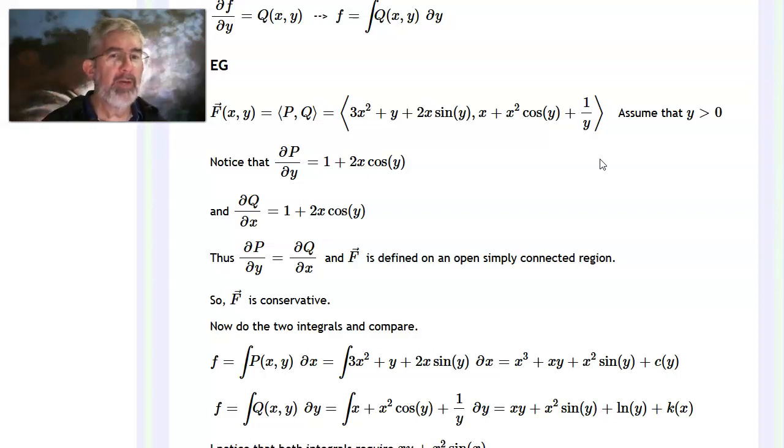I could do it on the bottom half as well. I just can't take both, because if I take the top half and the bottom half but exclude the x-axis, that's not even connected, right? So I'm choosing here just to do the top half of the plane. We could come back and do the bottom as well later.